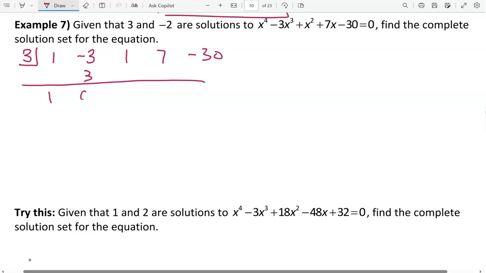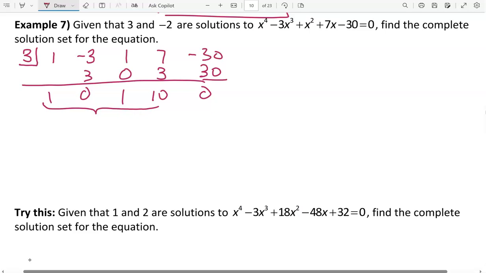1 times 3 is 3. Add that column, that's 0. 0 times 3 is 0. Add that column, that's 1. 1 times 3 is 3, add that column, we get 10. 10 times 3 is 30, and add that column, and we get 0. So remember that this is the remaining factor without its variable factors in each term. So 1x cubed plus 0x squared plus 1x plus 10.